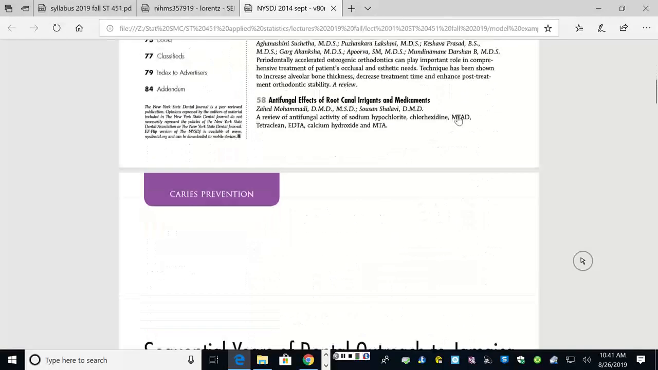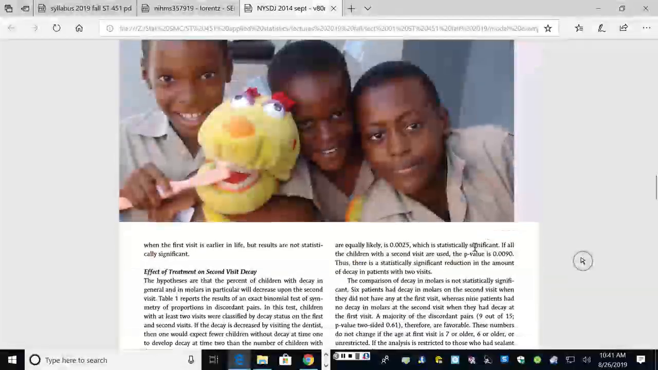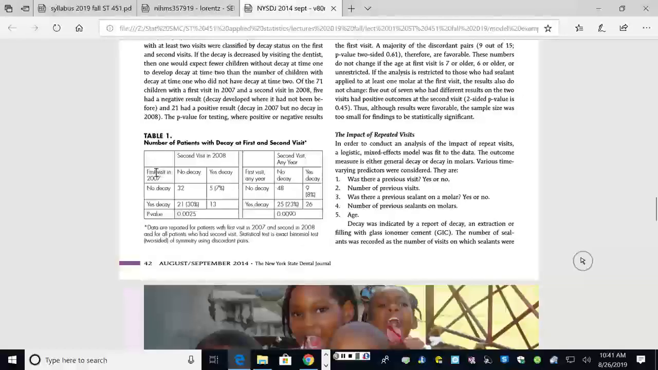And so for the data, here's some of the kids with their teeth. This is from the New York State Dental Journal. You could measure that some of the kids had no decay at the start, some had decay later on. What was the impact of the second visit? In this case, it was: what is the impact of repeated visits? And it was estimating a probability.